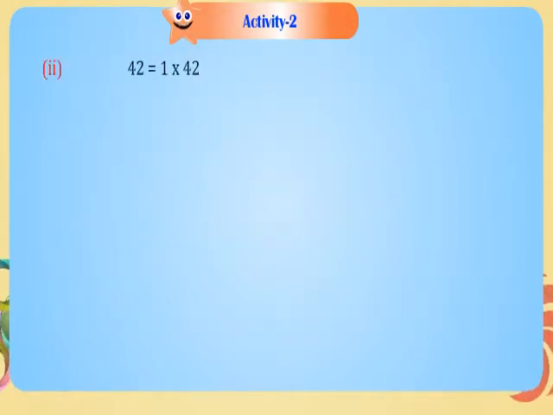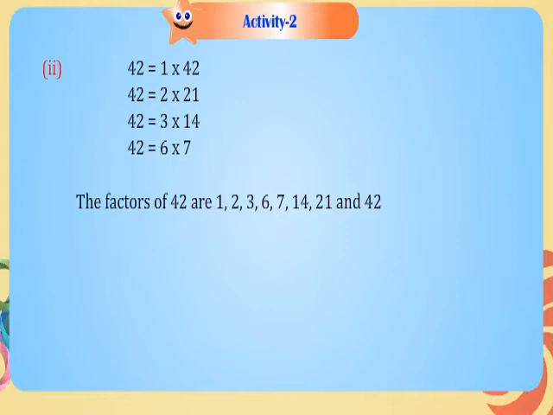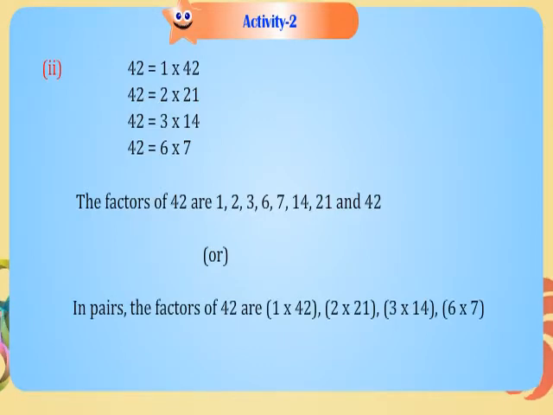Second, 42 equals 1 into 42, 42 equals 2 into 21, 42 equals 3 into 14, 42 equals 6 into 7. The factors of 42 are 1, 2, 3, 6, 7, 14, 21 and 42. Or, in pairs, the factors of 42 are 1 into 42, 2 into 21, 3 into 14, 6 into 7.